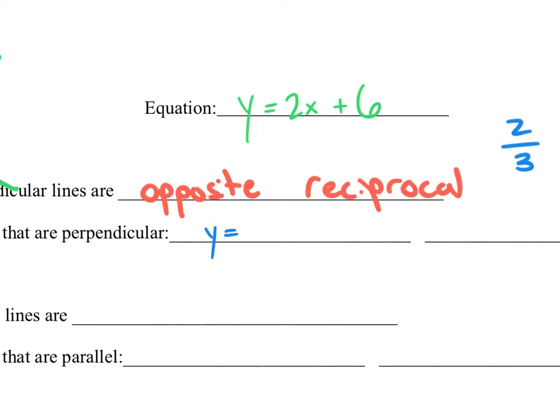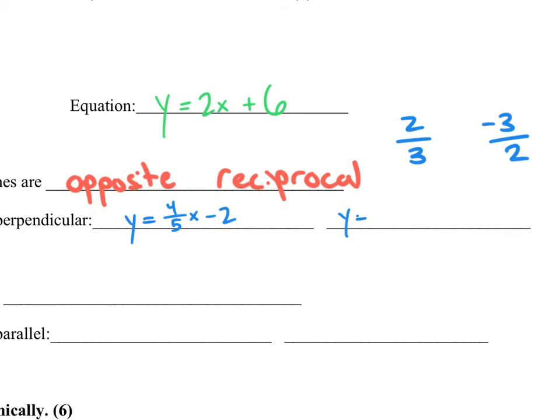So let's do y is equal to 4/5 x minus 2. If this line was going to be perpendicular, it must have a negative 5/4 slope, but then the y-intercept can be whatever you want. Right, you could do plus or minus anything. I'll just pick 7.